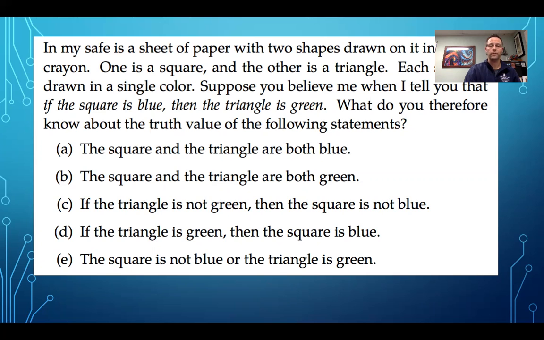That's the contrapositive. D, if the triangle is green, then the square is blue. Now that would be the converse, and we don't know that that's necessarily true. So we wouldn't be able to say part D. And how about E? The square is not blue or the triangle is green. Well, if the square is blue, then the triangle is green. But if the square is not blue, I guess I could say either the square is blue or it's not blue. But if it's blue, the triangle is green. I think you could agree with that based on the lifting weights example that I just gave.